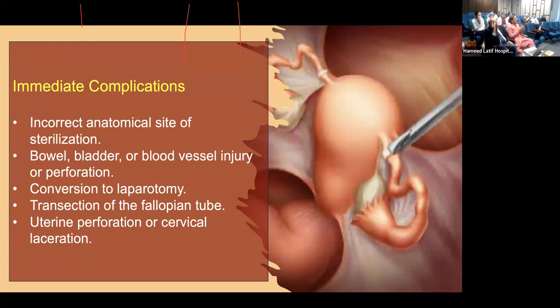So what can be the immediate complications? Incorrect anatomical site of sterilization, bowel, bladder and blood vessel injury, conversion to laparotomy, transection of the fallopian tube, uterine perforation or cervical laceration. इसमें सबसे कॉमन जो complication है, that is the uterine perforation. और uterine perforation का सबसे कॉमन reason ये है कि हम उसको बहुत ज्यादा push कर रहे होते हैं, and it results in perforation.